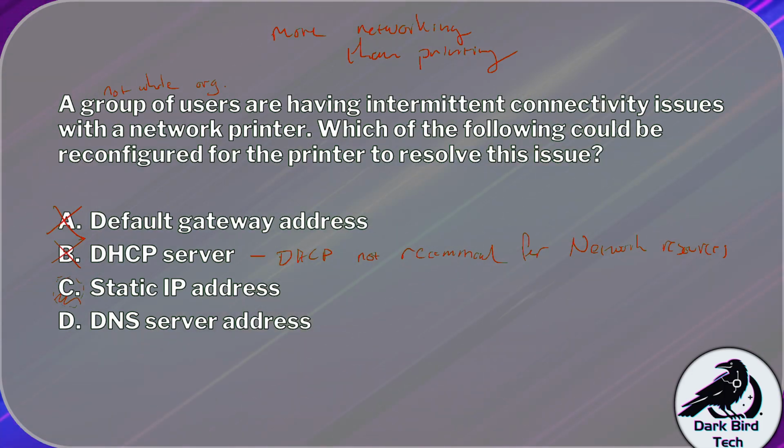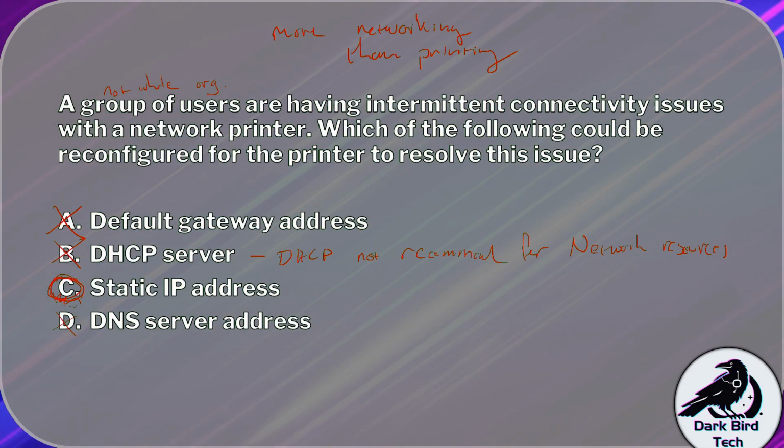Could also be DNS as well. There are particular printing services that you can set up in your network where your clients search out a specific DNS record that maps to the printer. So that is a possibility, but again, it's a group of people having an issue, and it would be their settings, not the printer's. In fact, printers very seldom require DNS settings at all. So I'm going to go with the static IP addressing on the printer.